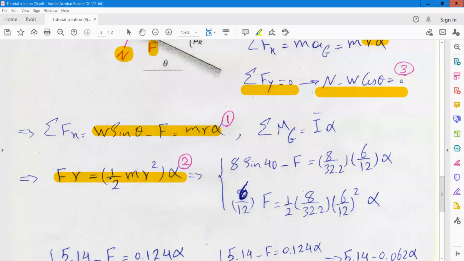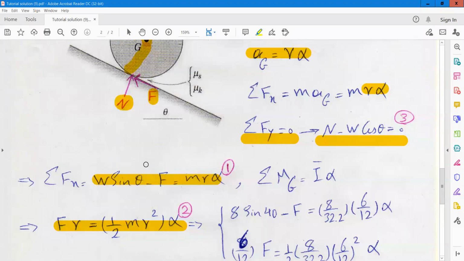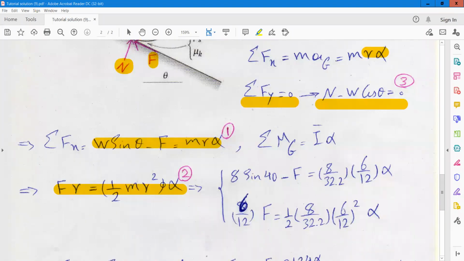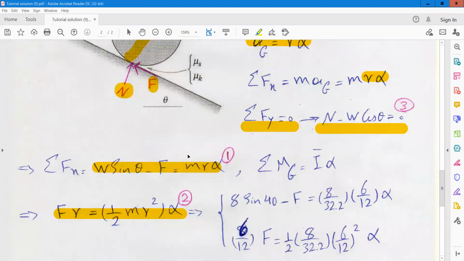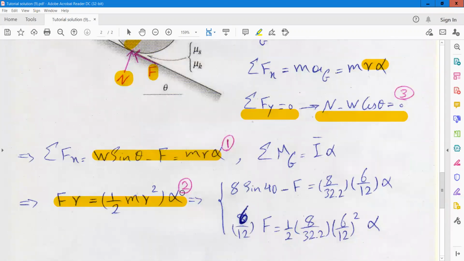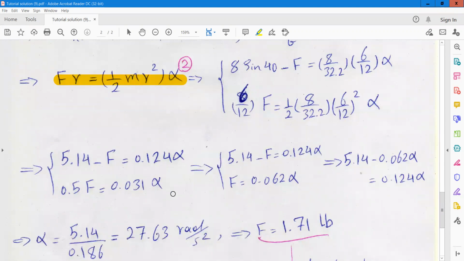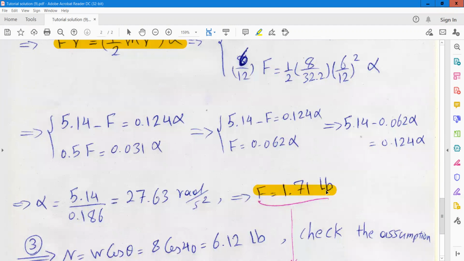It's equal to the mass moment of inertia about the mass center, which for a disk is half m r squared, times alpha, where alpha is the angular acceleration. So we have two equations with two unknowns. One unknown is F and the other one is alpha. If you solve these two equations, you can obtain F and alpha. By solving these two equations, you obtain that F is equal to 1.71 and alpha is 27.63.